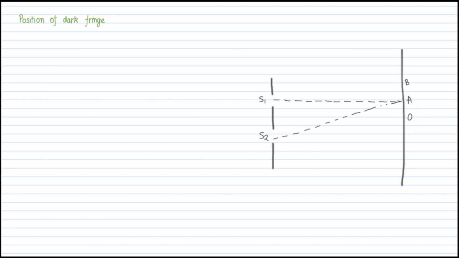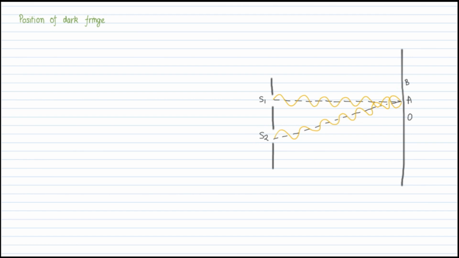Now consider the light coming from S1. 1, 2, 3 wavelength, 4 wavelength, 5 wavelength, 6 wavelength. So 6 complete wavelength. Note, I'm saying complete wavelength. Now let us consider from this point S2. 1 wavelength, 2, 3, 4, 5, 6 wavelength, 6 and half wavelength.